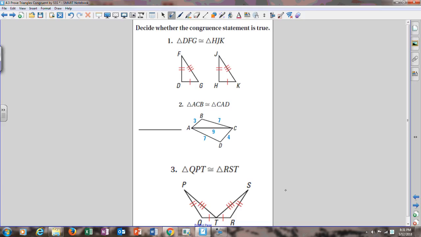Now let's decide whether the congruence statement is true. Triangle DFG. So it goes from D to F, which is the one that has 2 on it, is congruent to HJK. This also has 2, and FG has 3, and JK has 3. The last side is 1, so this would be yes, true.